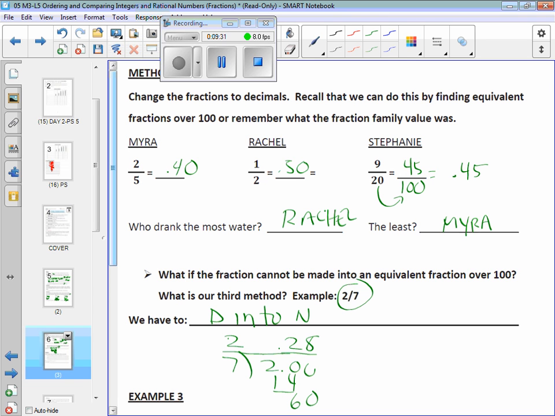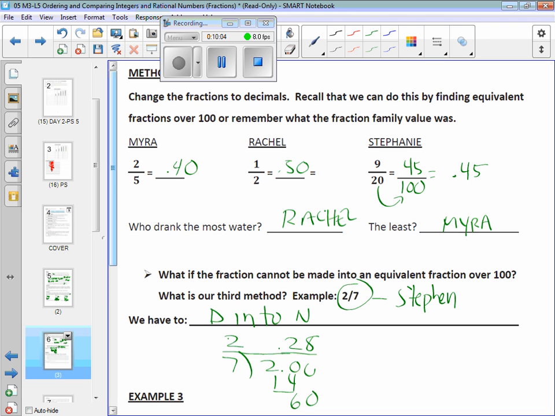Now, let me ask you this. Let's make believe that this is Stephen. Stephen drank 2/7 of a gallon. It's water, right? 2/7 of a gallon. So where does he rank in this? Would he be the most, the least, or somewhere in the middle? He would be the least, 0.27. You're not a big water drinker, which is okay.